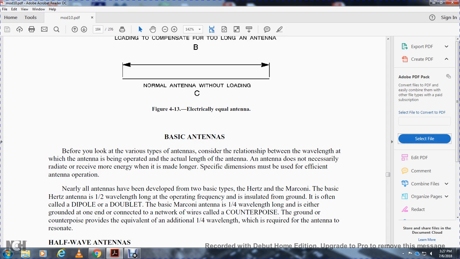Nearly all antennas have developed from two basic types, Hertz and Marconi. The basis for the Hertz antenna is a half wavelength at the operating frequency, isolated from the ground. This is often called the dipole or doublet. The basic Marconi antenna is a quarter wavelength and is either grounded at one end or connected to a network of wires called the counterpoise. The ground or counterpoise provides the equivalent additional quarter wavelength required for the antenna to resonate.